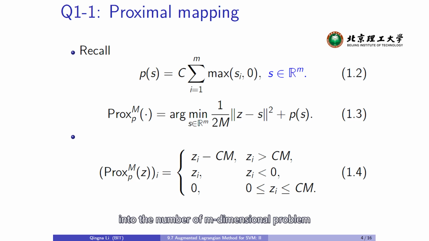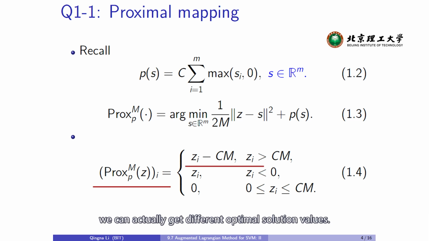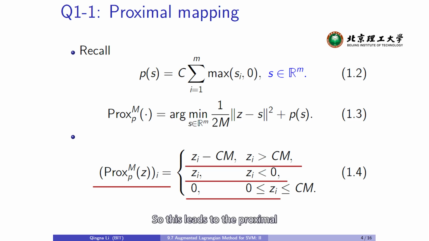m-dimensional problem into a number of one-dimensional problems, okay? And it is basically a quadratic minimization problem for one variable. Then after that, we can discuss that due to different cases, we can get different optimal solution values. So this leads to the proximal formula for this function. And then we tackle the problem 1.